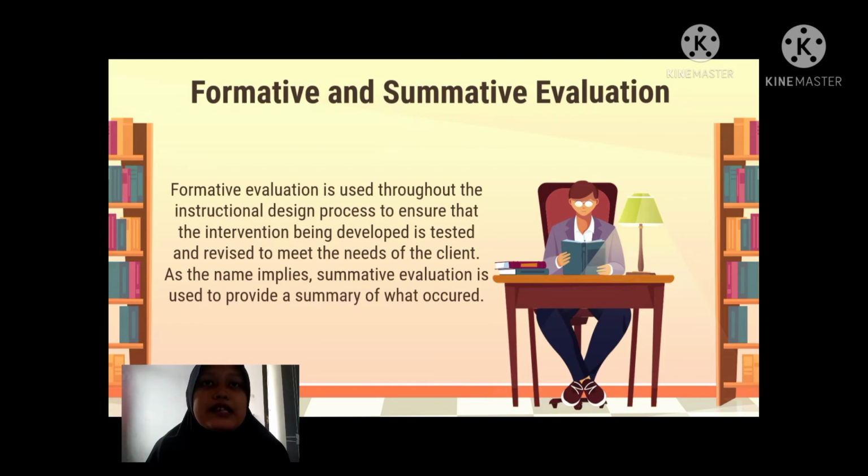As the name implies, formative evaluation is used as the intervention is forming. Summative evaluation is conducted at the end of the instructional design process to determine how successful the process was in helping meet the major goals. Summative evaluation is used to provide a summary of what occurred.